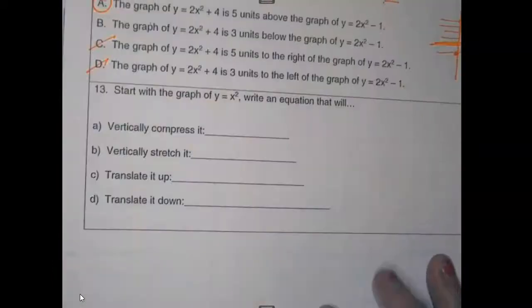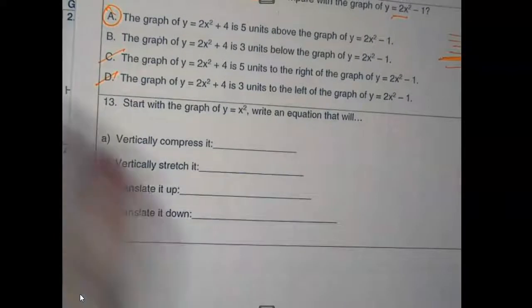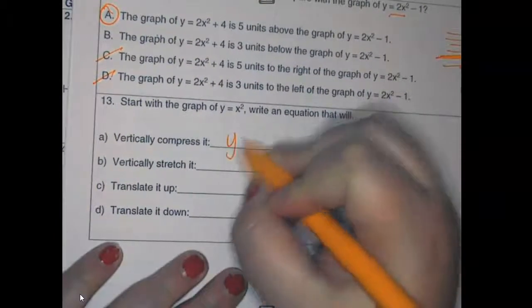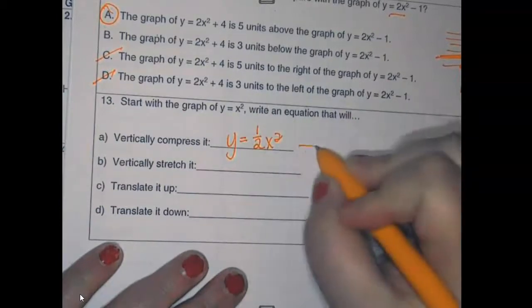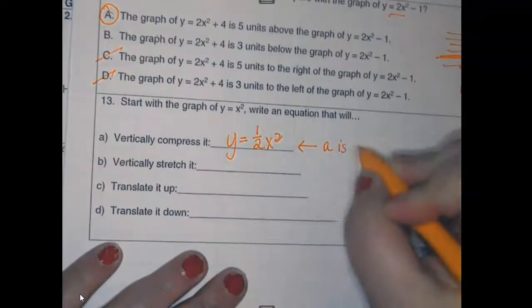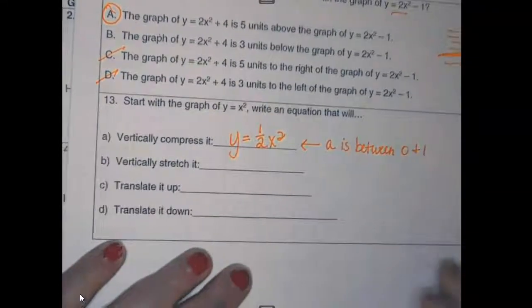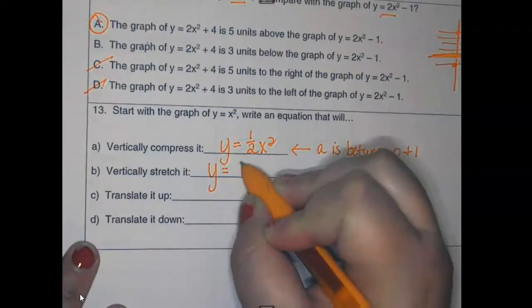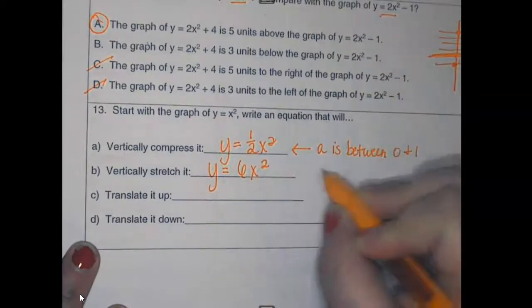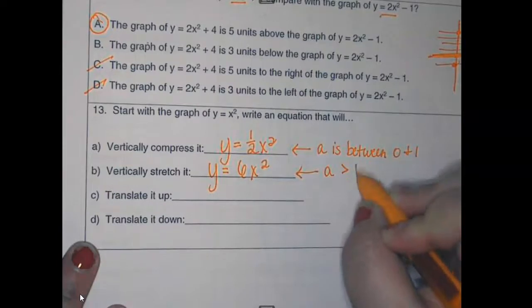Go for it. And then number 13, start with the graph y equals x squared and write an equation that will vertically compress it. So we came up with some as a class, so we're going to just use those so your notes match. We said A is between 0 and 1. Stretches, any coefficient that's greater than 1. A is greater than 1.